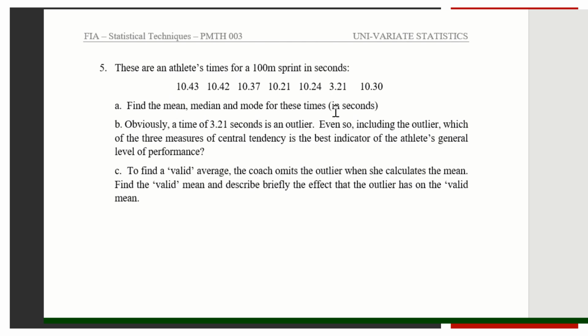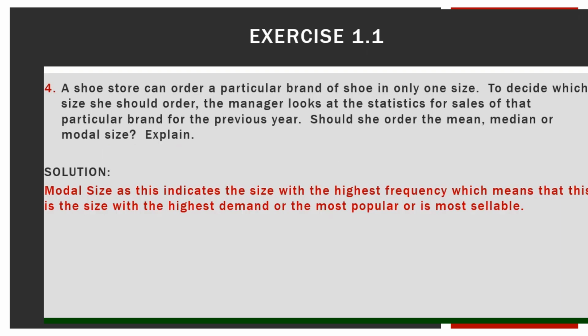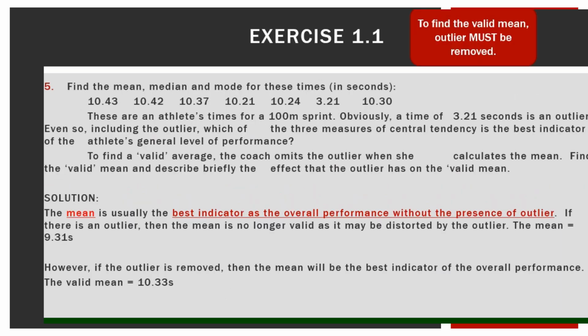After you find your original mean, median, and mode, they say 3.21 is an outlier. Even so, including the outlier, which of the three measures is the best indicator? Usually for measuring performance, whether your results, running, or the performance of a car, we use the average. But in this case, there is an outlier. So this will be your answer: the mean is usually the best indicator of overall performance without the presence of an outlier. If there is an outlier, the mean is no longer valid as it may be distorted by the outlier.